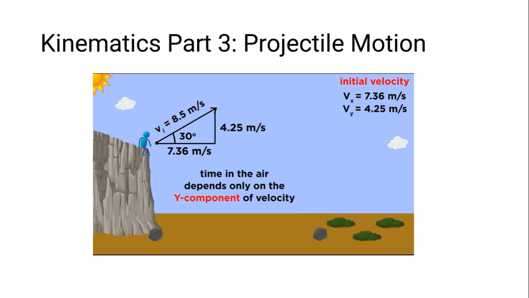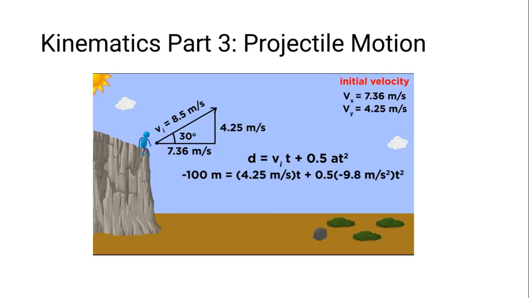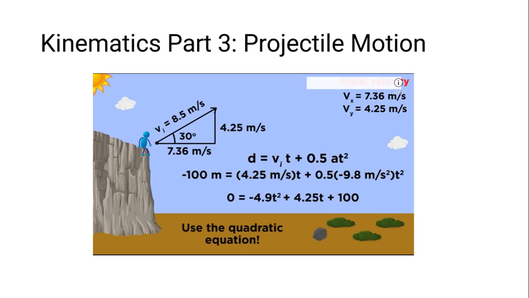That means that if we want to figure out how long it is in the air, this is no different than a problem with one-dimensional vertical motion, provided that we understand that we are only looking at the y component of this velocity vector. So we can plug the numbers in, -100 for the displacement, 4.25 for initial velocity, and our usual acceleration. Putting it into standard form and plugging into the quadratic equation, we will take the positive result for t and say that the rock will be in the air for 4.97 seconds.